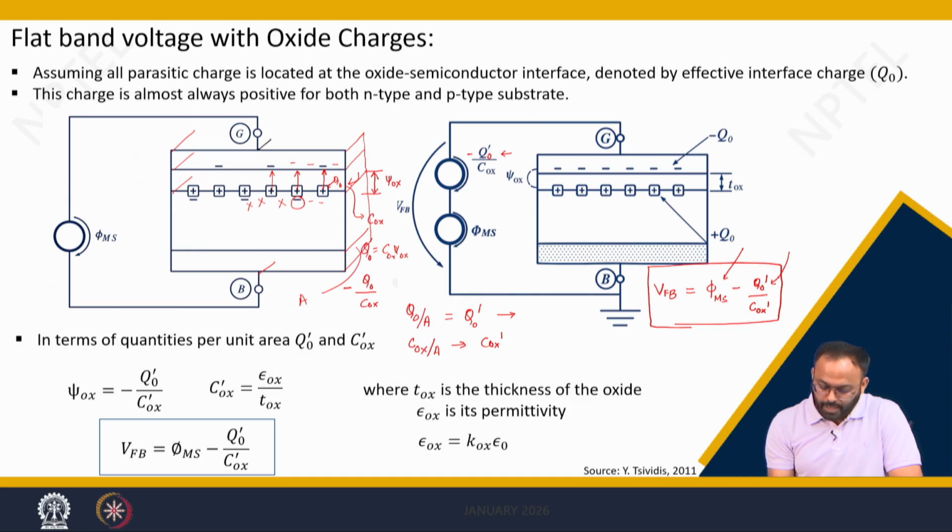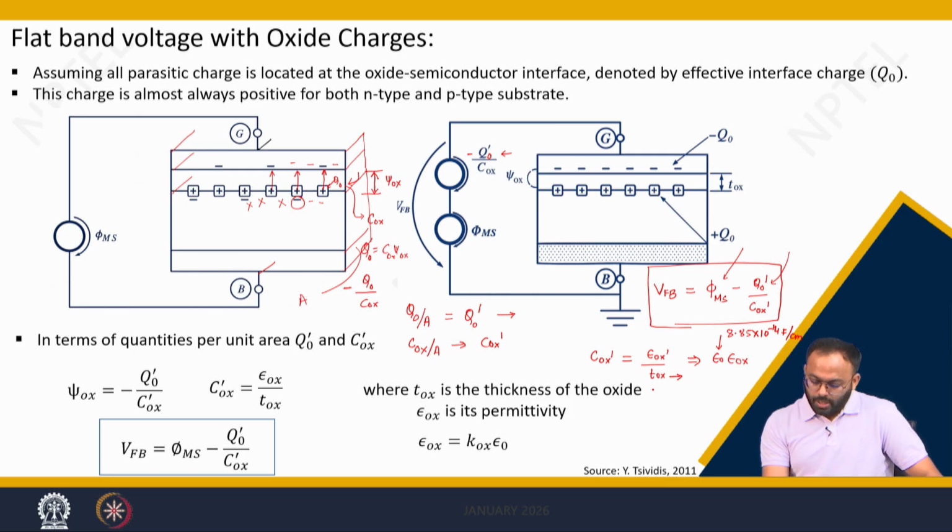Here we need to define some parameters like oxide capacitance. C ox dash can be given by epsilon ox dash divided by T ox, where epsilon ox dash is the permittivity of oxide, which is epsilon naught times epsilon of oxide. Epsilon naught is the permittivity of free space, which is 8.854 times 10 to the power of minus 14 farad per centimeter. T ox is the thickness of the oxide, or silicon dioxide.